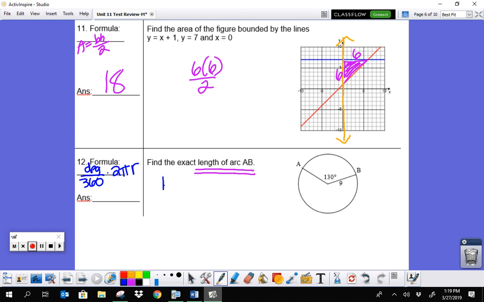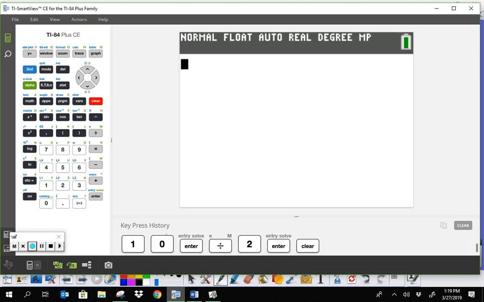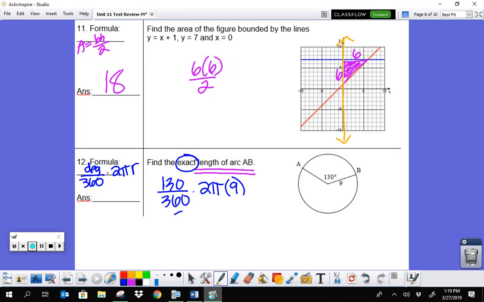So I'm going to do degrees, which is 130, over 360 times 2 pi, then my radius is 9. Okay, since it says exact, I'm going to leave the pi in here, but I'm going to do all the other calculations. So I'm going to go to my calculator, and I'm going to do in parentheses 130 over 360 times that 9, and I have 3.25, and then I still have the pi. And that keeps it as exact as possible.